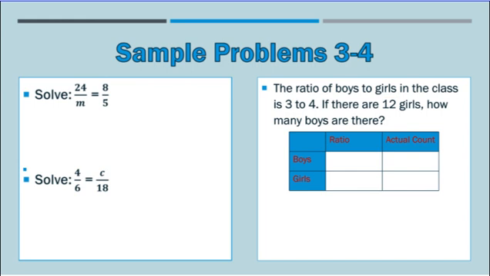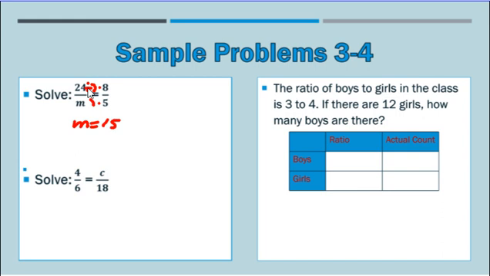Next example, we have proportions set up and we're going to solve this one. I'll show a couple ways so you can see that it does work both ways. So if I'm going 24 over m equals 8 over 5. 24 divided by 3 gives me 8. So if I multiply 8 times 3 gives me 24. So if I multiply 5 times 3, that's going to give me m equaling 15.